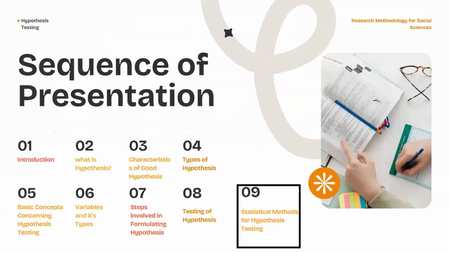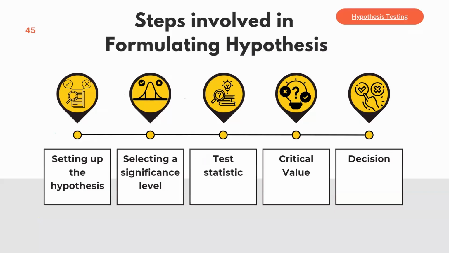The third thing is the test statistic. In testing, a statistic is calculated based on sample data. The test statistic is used to compare the observed data with the expected data under the null hypothesis. It could be a t-test, an F-test or chi-square, depending upon the type of test you need to perform. And the fourth one is the critical value.